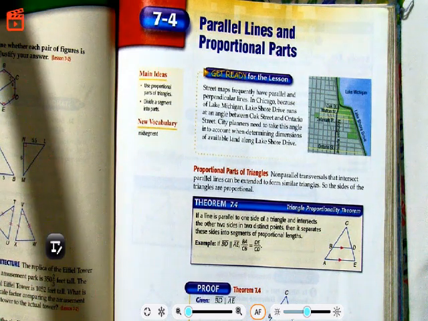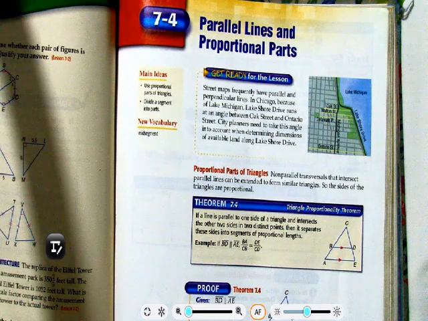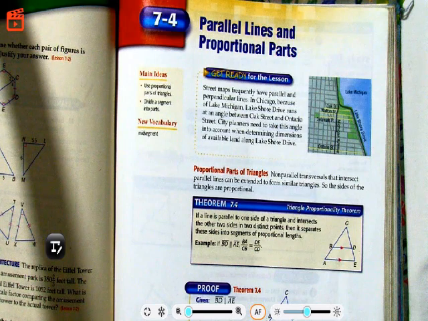Okay, so we are now on lesson 4 of chapter 7. This time we will be dealing with proportional lines and parallel lines and proportional parts. Even though in any polygon we can always go back to the original definition of similar polygons, wherein angles are congruent and corresponding sides are proportional, in any case, that's the basic of similar polygons.